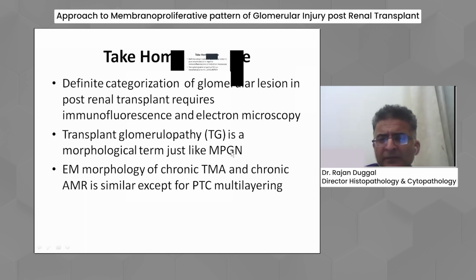So Dr. Raghav Gupta is asking, can we diagnose and treat like ABMR in a biopsy where g and PTC are present, but C4d is negative and DSA is negative? What is the percentage of ABMRs with C4d negativity? I must tell you, Dr. Raghav, that C4d is negative in 40 to 50% of cases of chronic ABMR. Only in 50 to 60% of cases of chronic AMR will you find C4d positive in the peritubular capillaries.